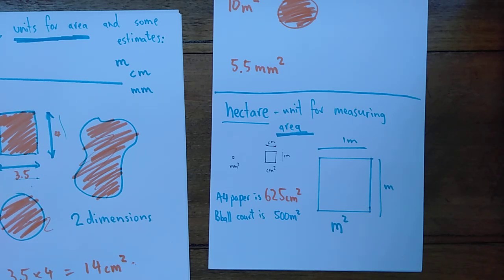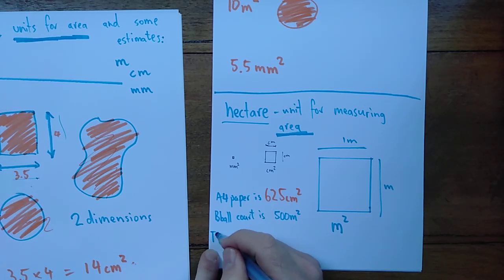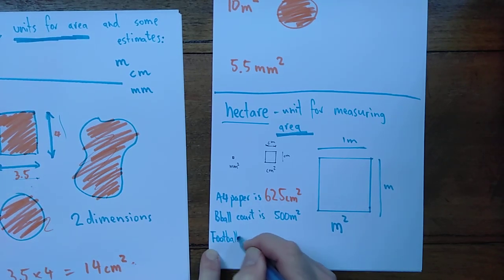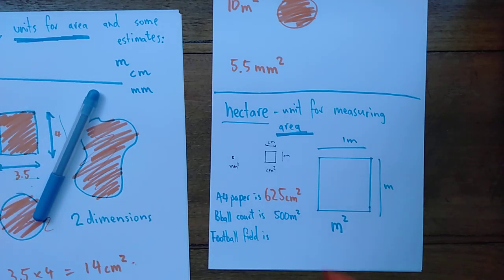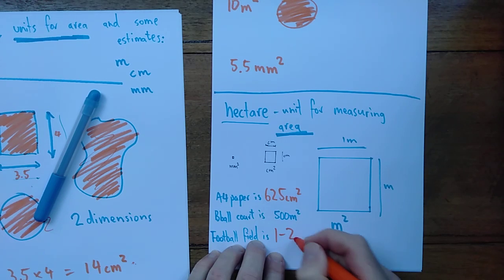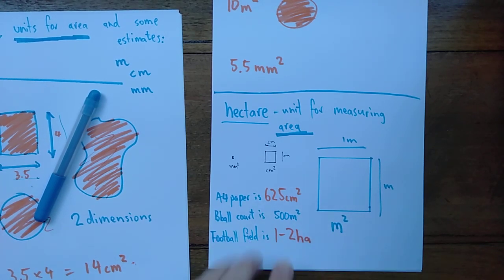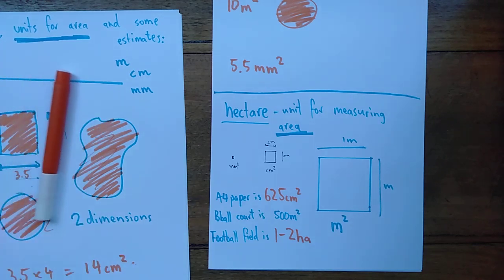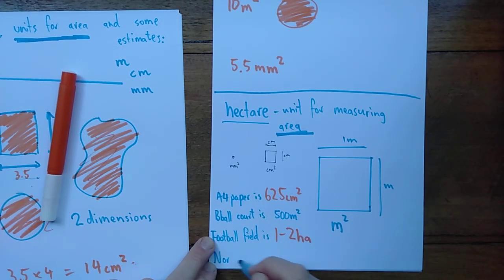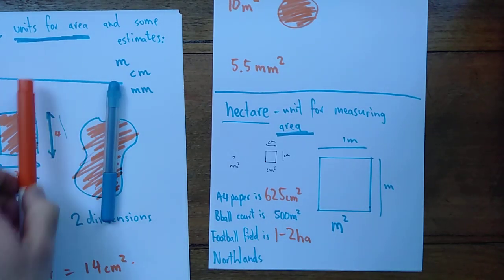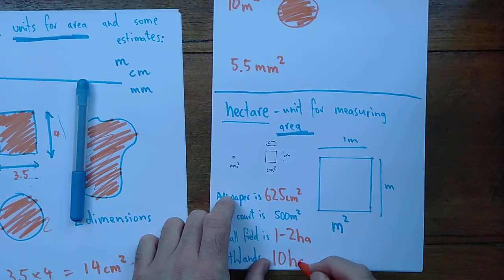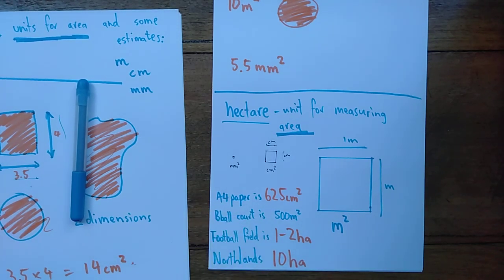And to give you an idea of how big a hectare is, a football field, and they change in size a bit, they're not all the same, but they are between 1 and 2 hectares, which we abbreviate with HA. And a common reference point might be Northlands. The area of Northlands is 10 hectares. So how much space the ground takes up.